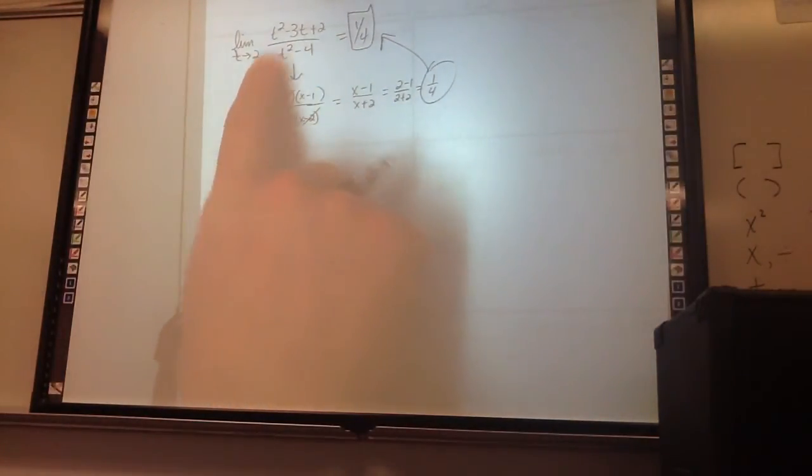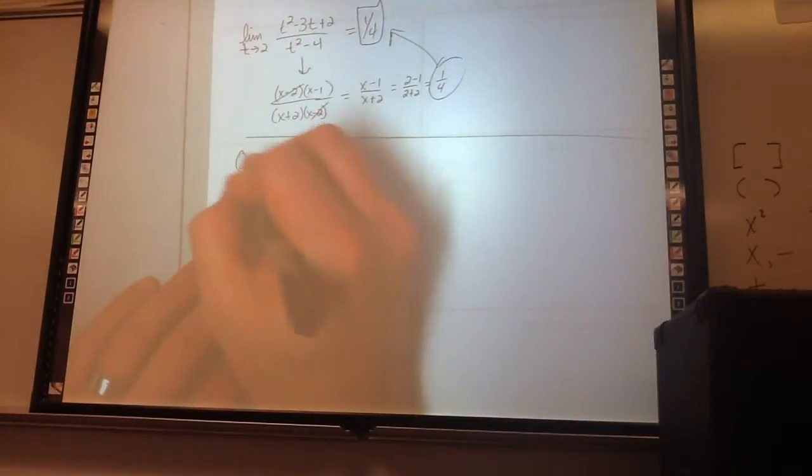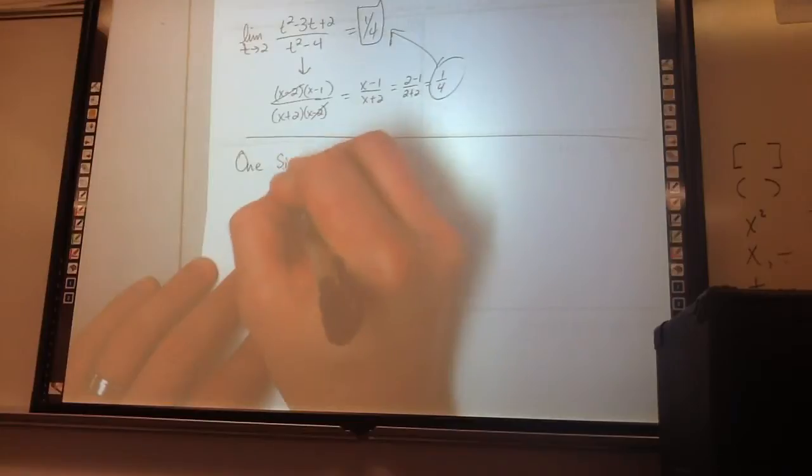Even though we couldn't plug 2 in right off the bat. So should you try factoring every time? I do graphically first just because it's easier. That's not easier. It's easier to put in the calculator, as long as you know how to run your calculator. I learned a long time ago because I figured out it was easier.